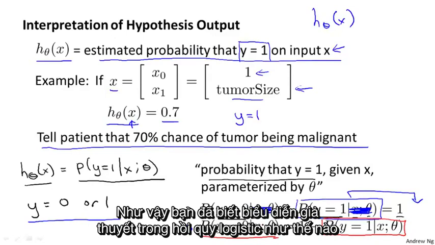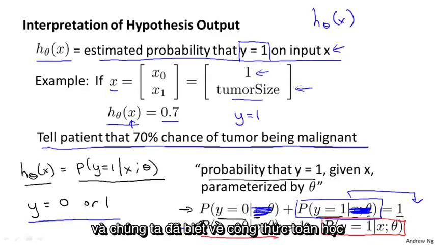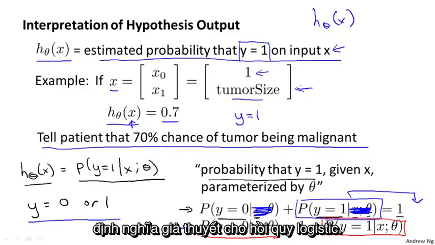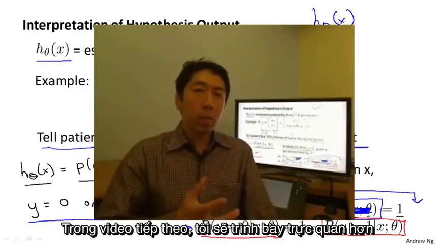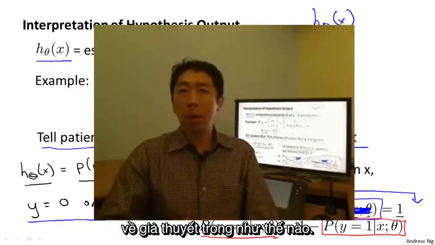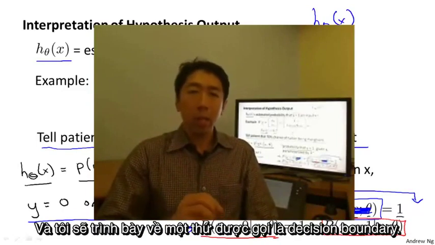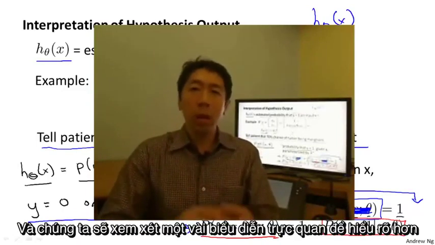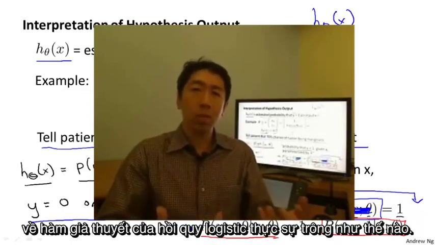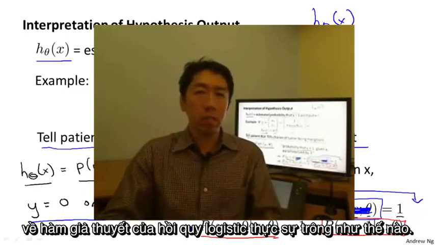So you now know what the hypothesis representation is for logistic regression. And we've seen what the mathematical formula is defining the hypothesis for logistic regression. In the next video, I'd like to try to give you better intuition about what the hypothesis function looks like. And I want to tell you about something called the decision boundary, and we'll look at some visualizations together to try to get a better sense of what this hypothesis function of logistic regression really looks like.